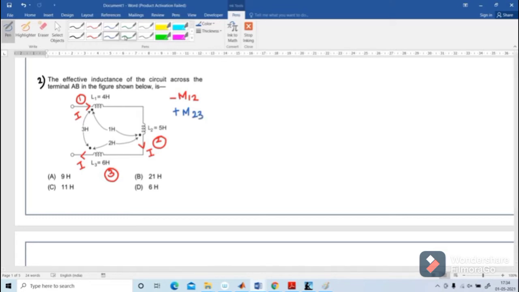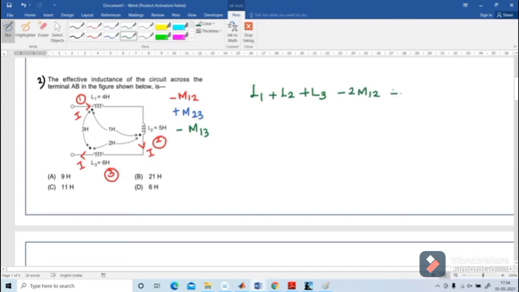And next consider the third winding and first winding. In the third winding current is leaving the dot and in the first winding current is entering the dot. So the mutual inductance is again negative, that is M13. Now I am going to find out the net inductance. Net inductance is L1 plus L2 plus L3 minus 2 into M12 plus 2 into M23 minus 2 into M13.